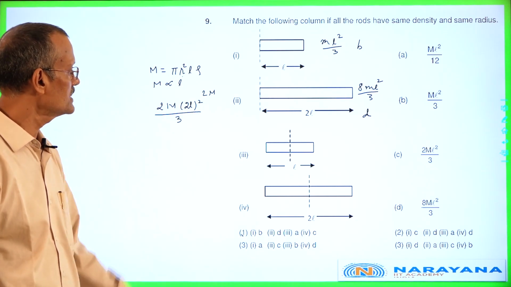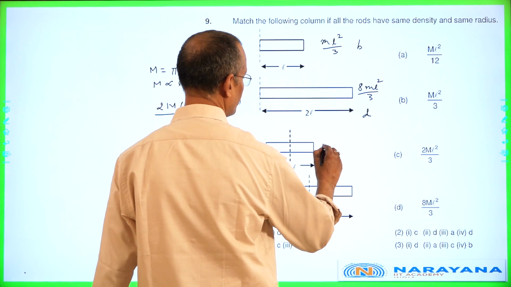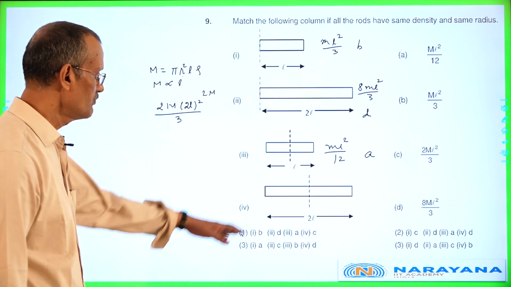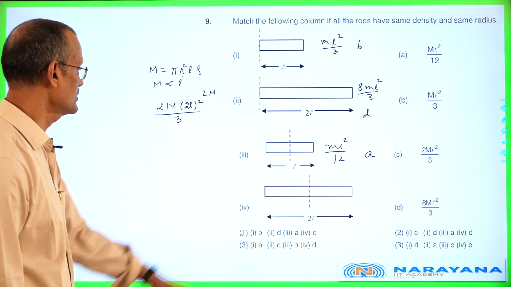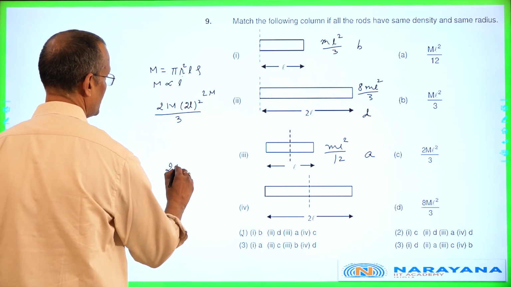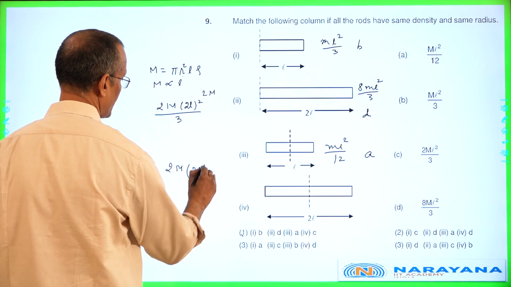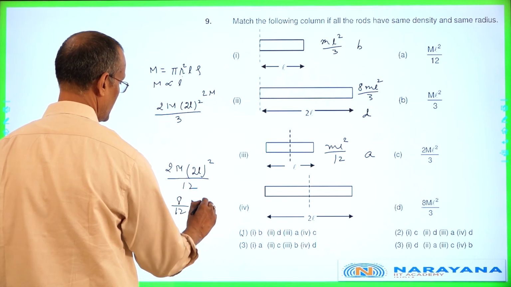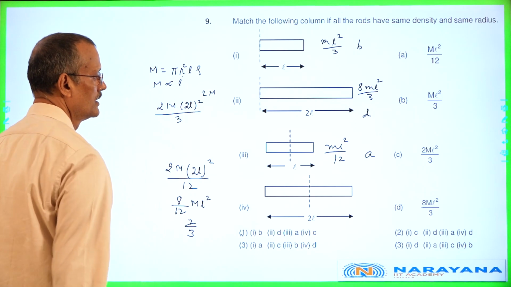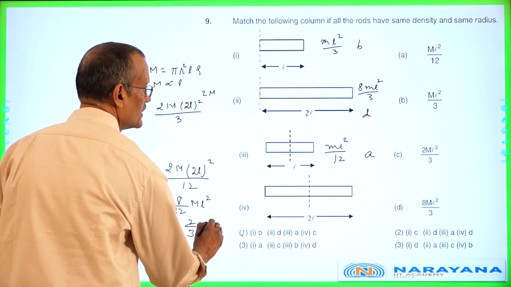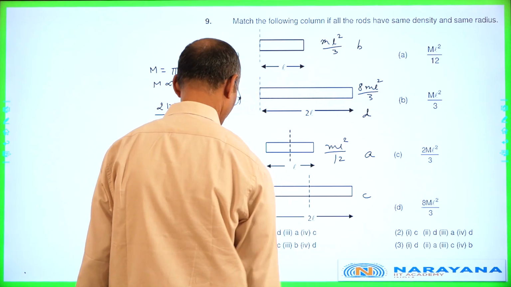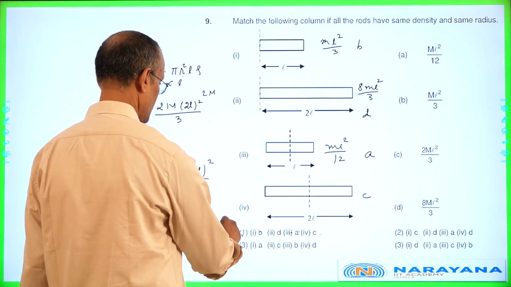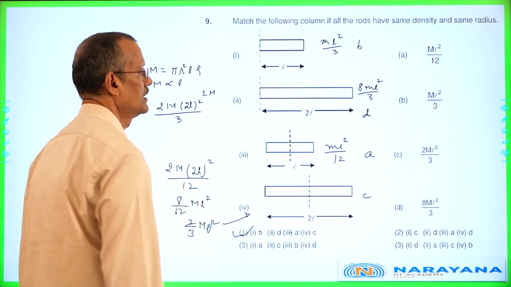Understood now? For this, length is L, so this will become simply ml square by 12, it will be A. And for this again ml square by 12, length is 2L, so 2m into 2L square by 12, so it will become 8 by 12 ml square, 2 by 3, so 2 by 3 ml square, so this will be C. Check: 1B, 2D, 3A, 4C. For this, the answer will be number 1.